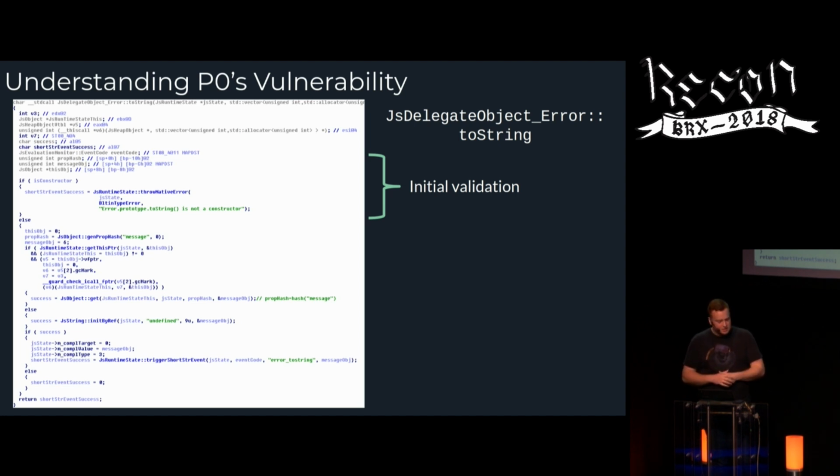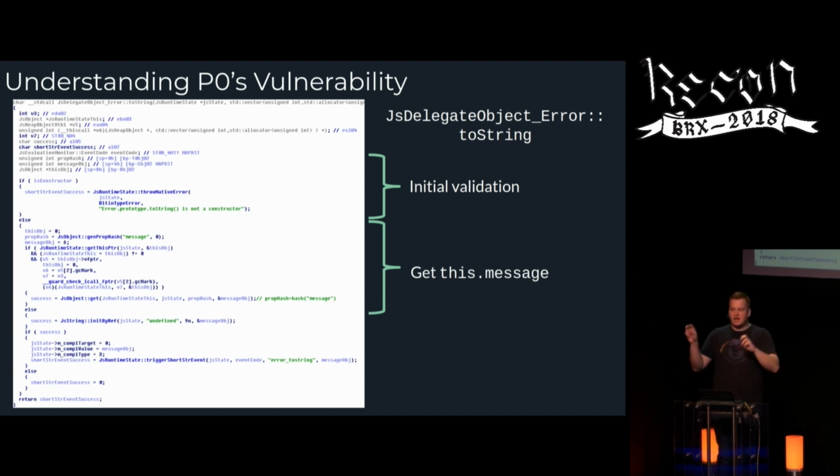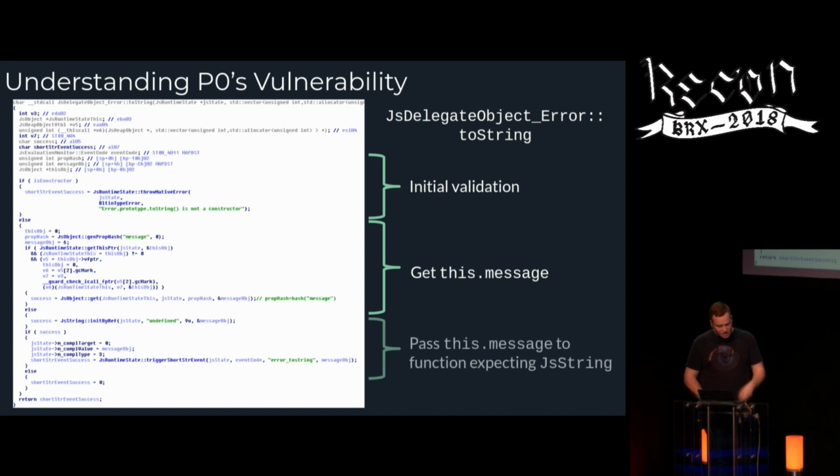So to walk you through that, their bug was a type confusion in JS delegate object error toString. You'll see some initial validation of whatever's passed in. It should be an error object. So they're initially checking, is this actually an error? Then they grab the this.message property. They do a hash of message, grabbing whatever property is there. It's like a pointer to this object that they expect to be a string, and then pass it to this function that expects a JS string.